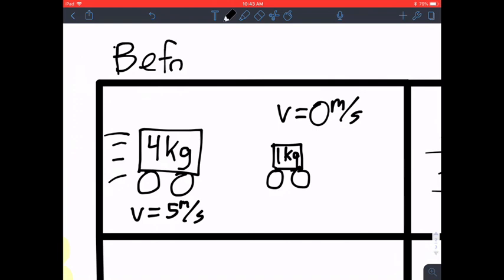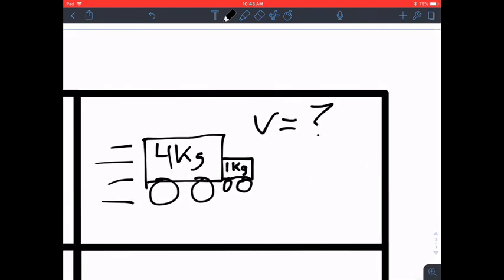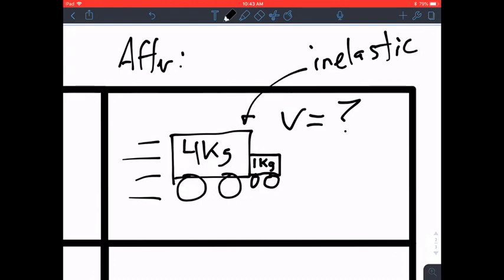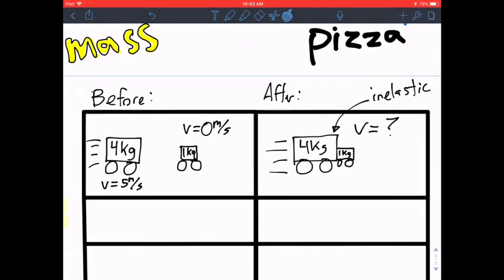So we have a 4 kilogram cart moving at 5 meters per second, and we have a 1 kilogram cart that's not moving. And we're going to draw an after picture. Now this is an inelastic collision because the two carts stick together, and we want to know how fast they're moving.